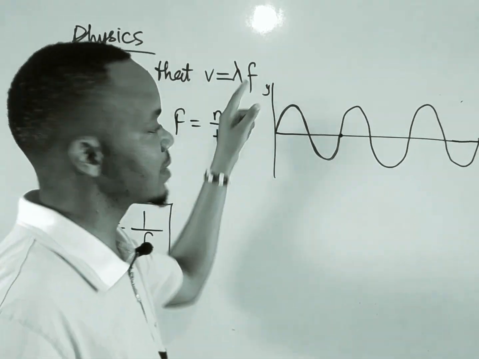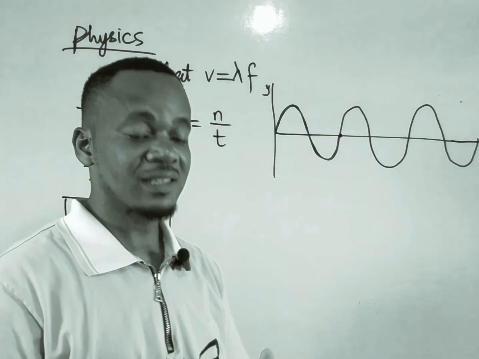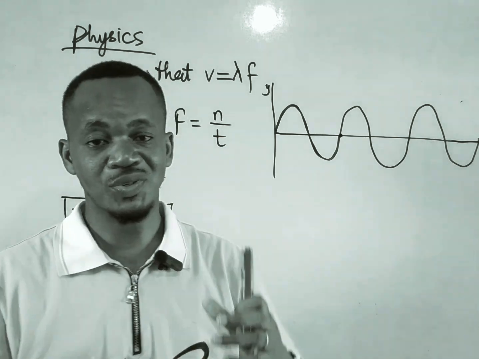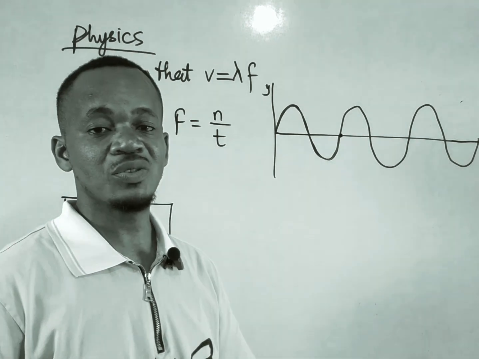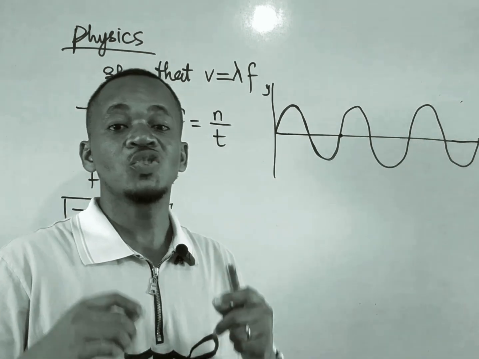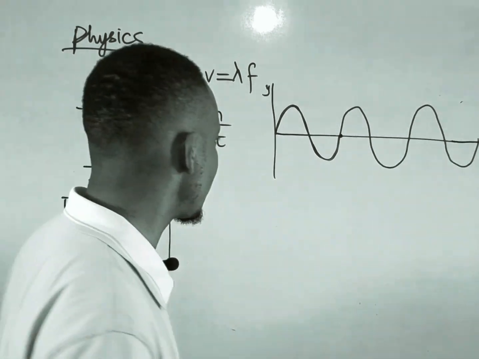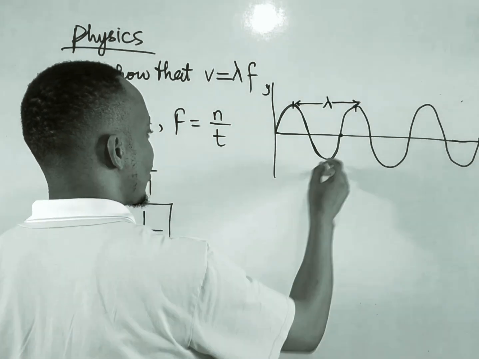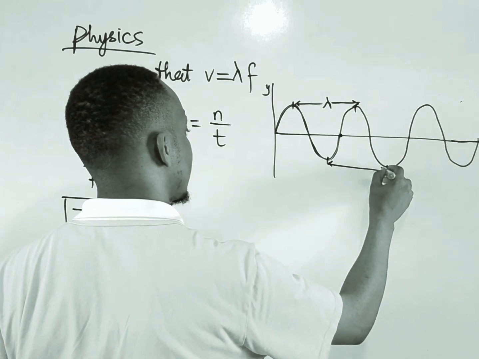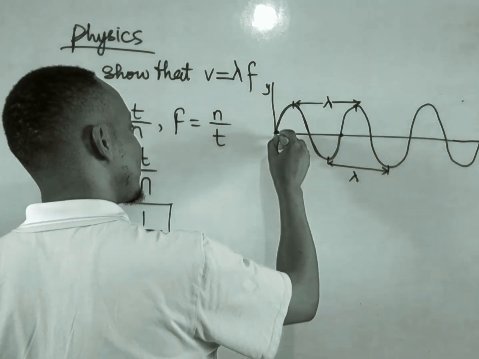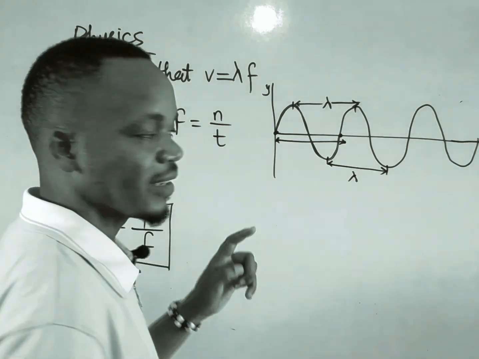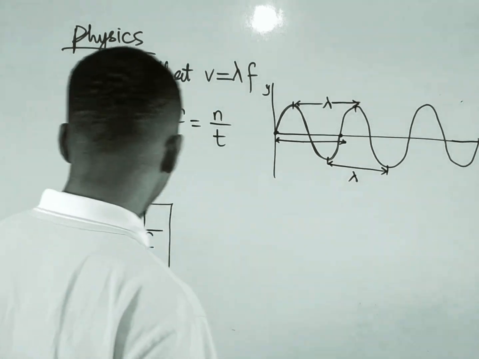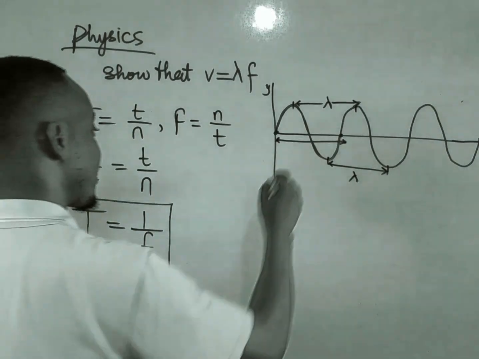Now I am going to get our lambda. Our lambda is the distance between two successive crests. What is called lambda is the wavelength: the distance between two successive crests, or two successive troughs, or the distance between two points in phase. So our wavelength can be from here to here, or from here to here. So wavelength is the distance between two successive crests or troughs.